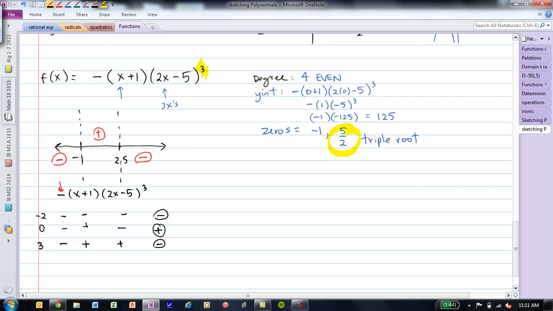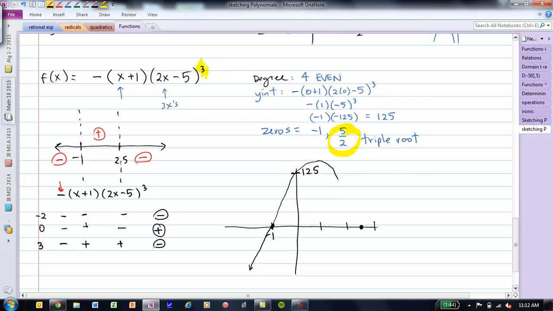Okay, so we're going to do our sketch. Our y-intercept is positive 125, so that's going to be up here somewhere. We go through negative 1, and then we go through 1, 2, 3, and we go through 2.5. Looking at our sign graph, we're going to start in negative territory, so that's down here. We're going to go through negative 1, because that was just a single root. We're going to head up to 125, and who knows what's happening up here. There could be a whole bunch of stuff, but for us, we'll just do this.